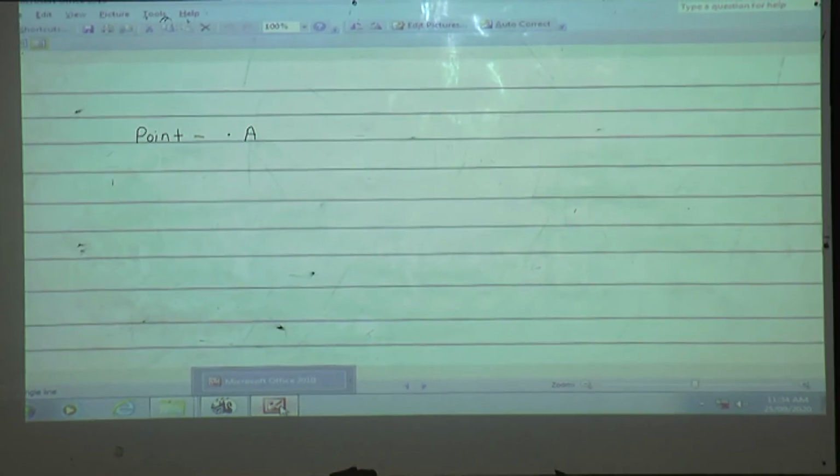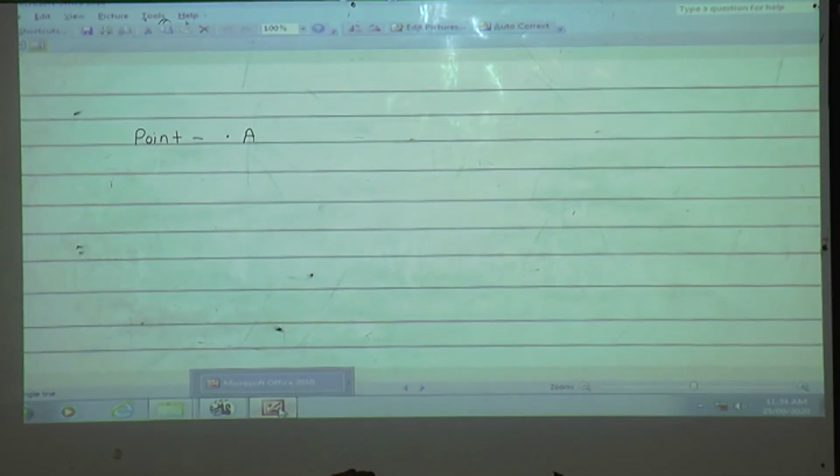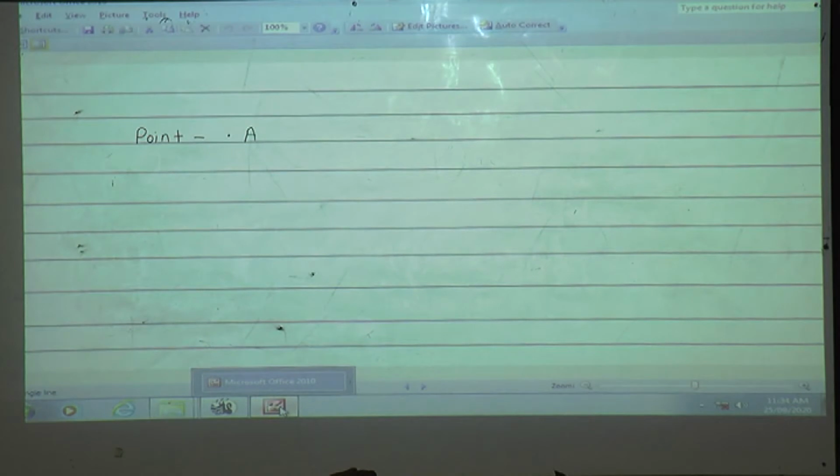We use a capital letter to name a point. A point shows a definite position. It has no length, breadth or thickness.